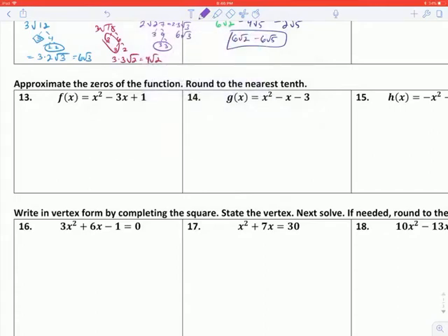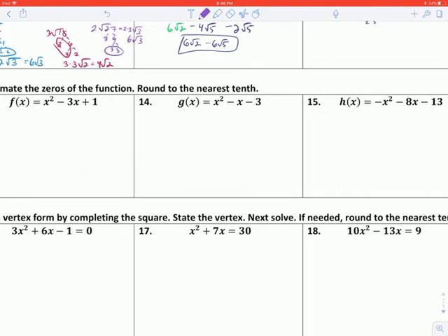Okay, continuing on with 13. Approximate the zeros of the function, round to the nearest tenth. So there are a few ways that we can do this. You may try to complete the square. You may try the quadratic formula. The very first thing you should try is factoring.